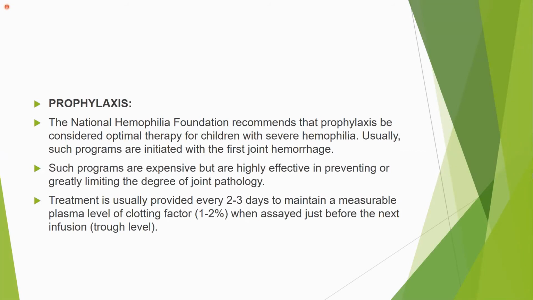So to prevent this target joint and the formation of joint pathologies, as well as to improve the quality of life of the patient, this prophylaxis therapy is very, very important, and it should be initiated after the first joint hemorrhage. But remember, this is done in cases of severe hemophilia, not in mild to moderate cases, in which the bleeding happens only after trauma. This is to prevent spontaneous bleeding. The treatment is usually provided every 2 to 3 days to maintain a measurable plasma level of clotting factor when assayed just before the next infusion.